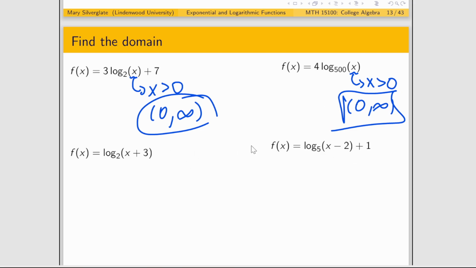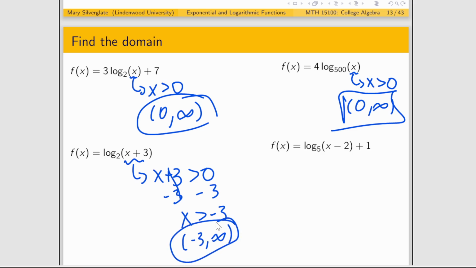For these two, I have something a little bit spicier going on inside the log, so I have to do a little bit of work. In particular, I need to set up that x plus 3 has to be bigger than 0. Take away 3, take away 3. So x has to be bigger than -3. So from -3 to infinity is what the domain on this log is.